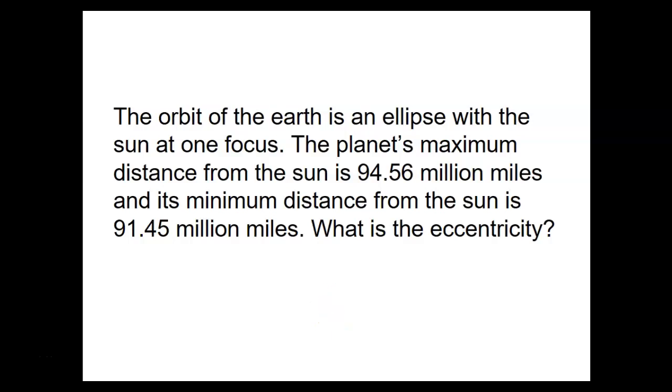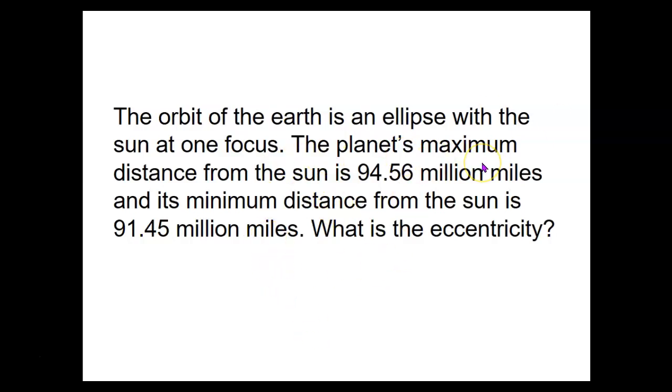Okay, one more example involving ellipses. The orbit of the Earth is an ellipse with the Sun at one focus. That's a fact. The planet's maximum distance from the Sun is 94.56 million miles, and its minimum distance from the Sun is 91.45 million miles. What is the eccentricity?